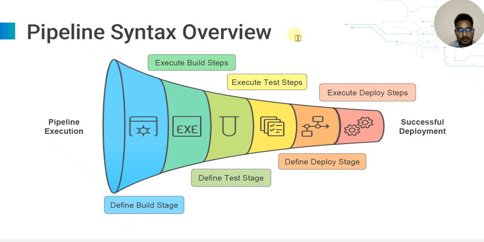Pipeline system overview. Pipeline execution: execute build step, define build stage, execute test steps, define test stage, execute deploy steps, define deploy stage, successful deployment. Each stage has branches and steps, ending in a successful deployment.